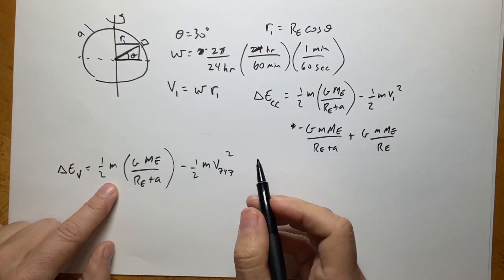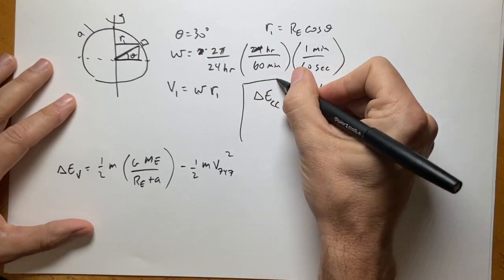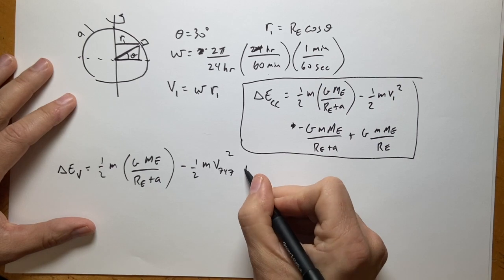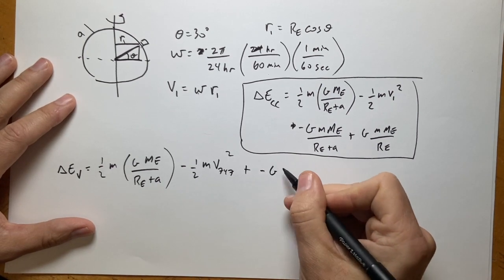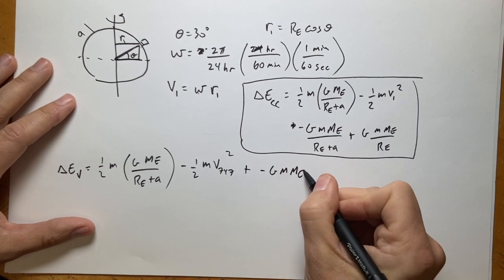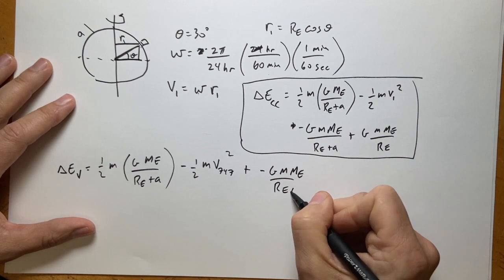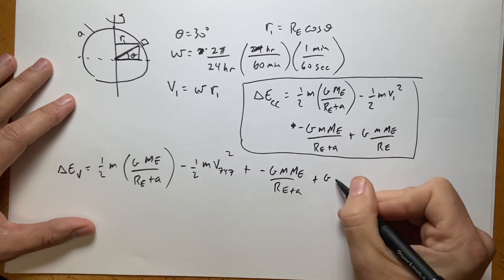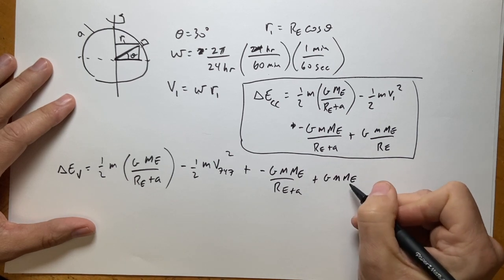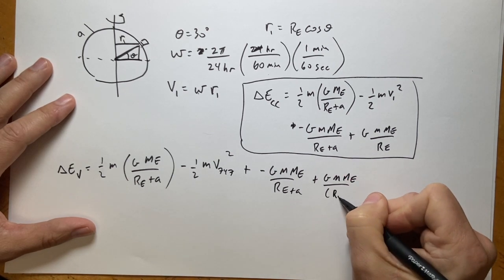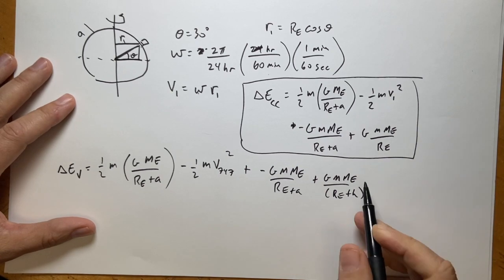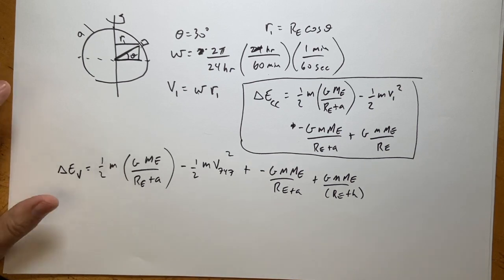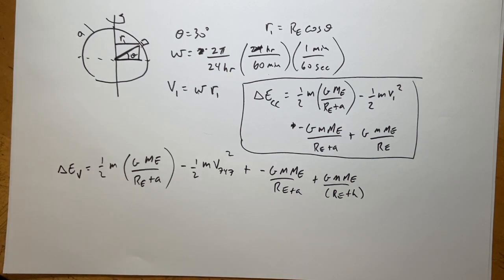That's my change in kinetic energy. Let's put a box around this. And then plus my change in potential, which is going to be plus a negative G M_E over R_E plus A, same as before. And the difference here is going to be plus G M_E over R_E plus H, where H is my launch altitude. Okay, so I have two ways to calculate the change in energy, and now I just need to plug in all the numbers.